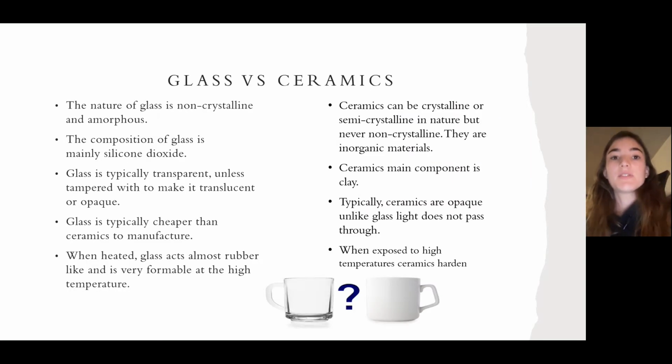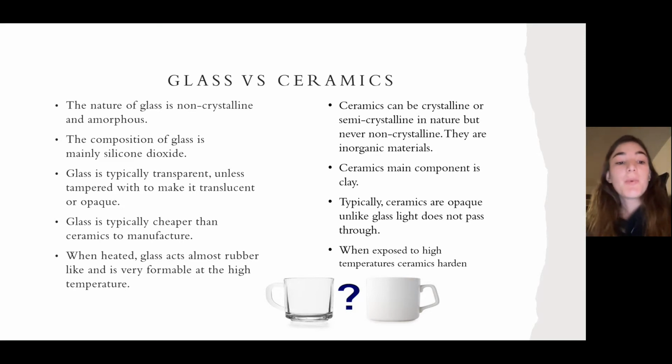Okay, glass versus ceramics. The nature of glass is non-crystalline and amorphous. The composition of glass is mainly silicon dioxide. Glass is typically transparent unless tampered with. So, for example, the most known example I think would be in churches, the colored glass, the blues and reds and yellow colored glass. Glass is typically cheaper than ceramics to manufacture, so it's therefore cheaper for consumers.